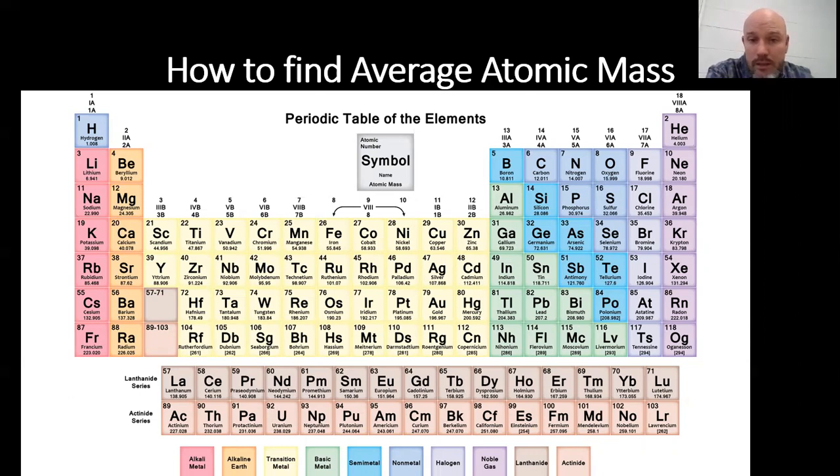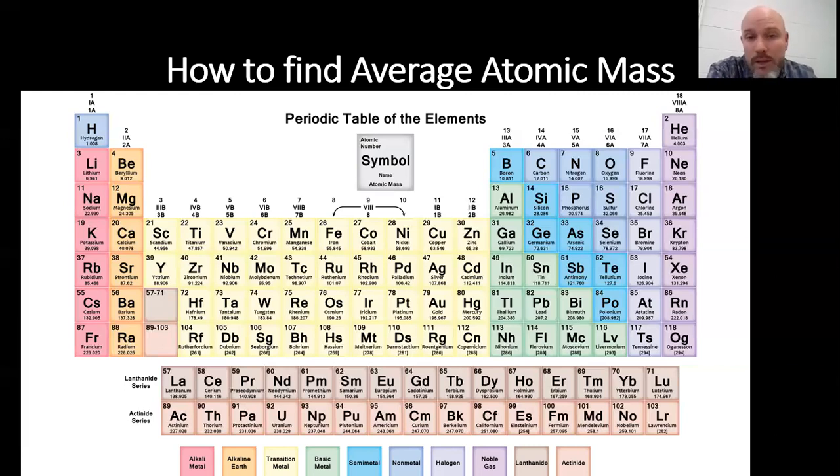But the thing is, we have different versions of every element, and those are called isotopes. Every element has at least one extra version of that atom, and those extra versions usually have extra neutrons. So that's why that atomic mass is a decimal. It's an average of the different versions of that element, or the different isotopes.